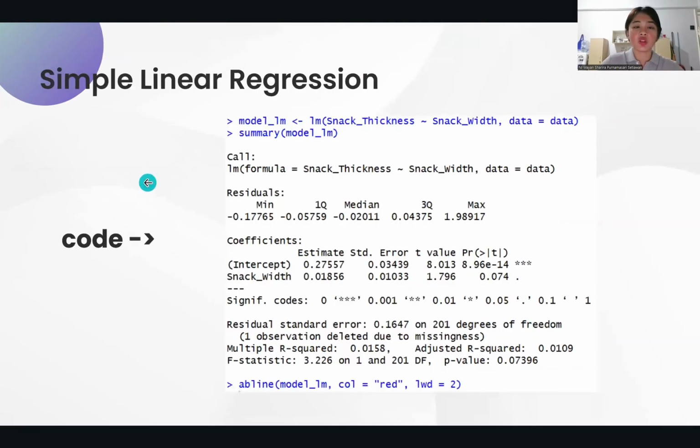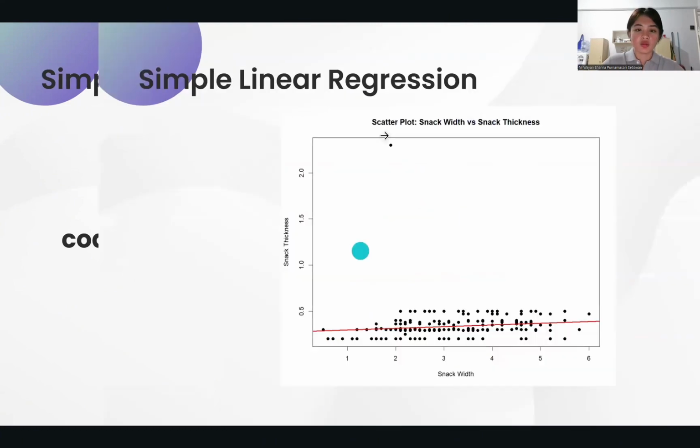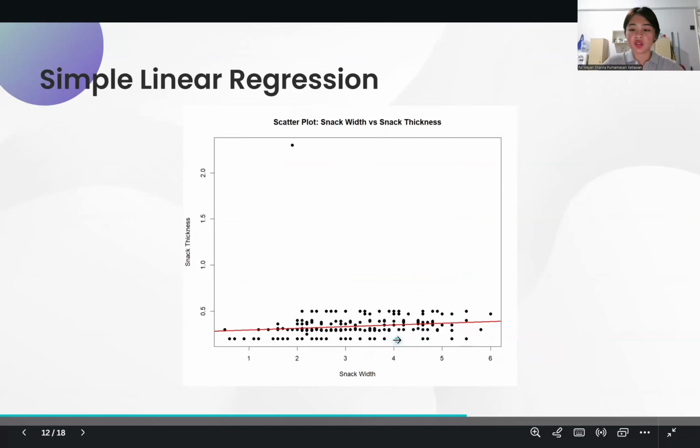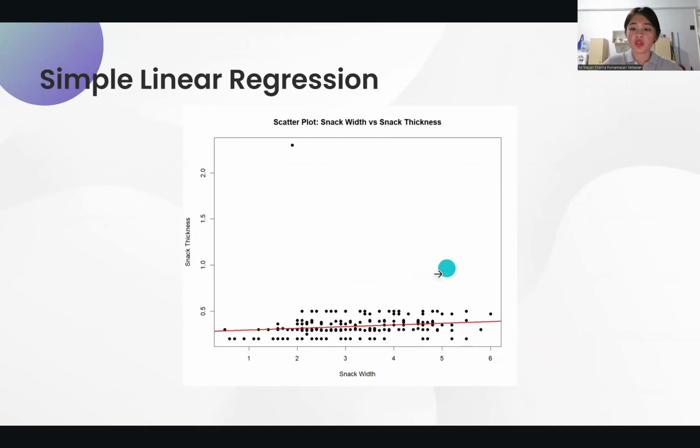Next, simple linear regression. I built a simple linear regression model with thickness as the response and width as the predictor. The red line is the regression line. It shows the predicted thickness for each width. Notice how the points are mostly close to the line, indicating a good fit.